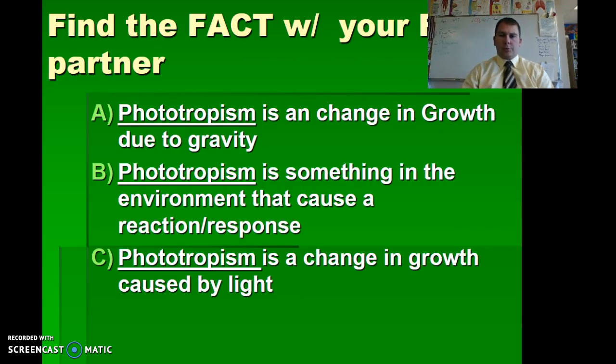Now, you are going to find the fact. A. Phototropism is a change in growth due to gravity. B. Phototropism is something in the environment that causes a reaction or a response. Or C. Phototropism is a change in growth caused by light. The correct answer is C. Phototropism is a change in growth caused by light.